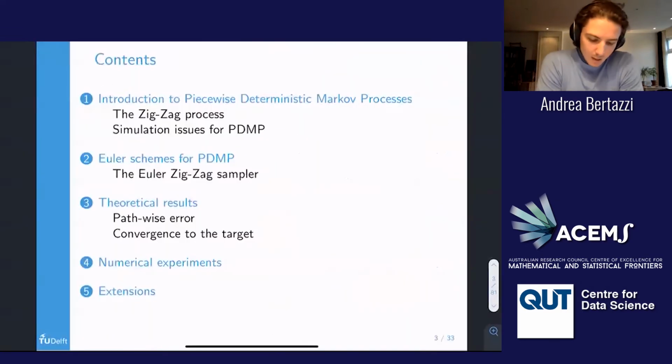I will talk about some discretization schemes for PDMPs, so for piecewise deterministic Markov processes. My intention is to give a relatively broad introduction to PDMPs, so I'm not assuming much prior knowledge about it. I will then use the zigzag process as a running example throughout the talk, just to give some motivation to everything we will see.